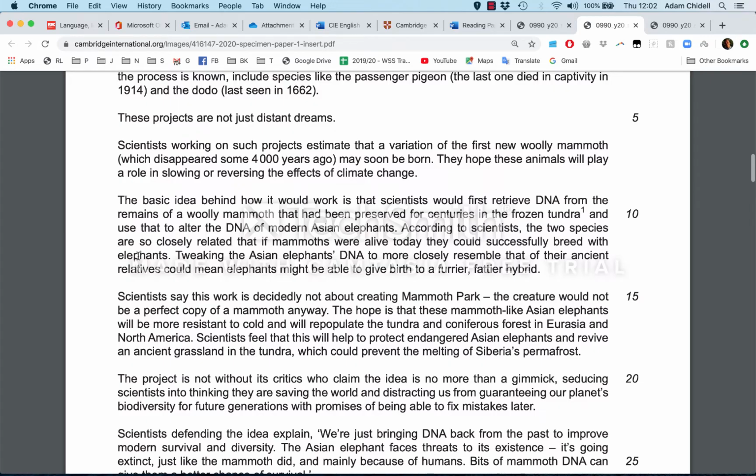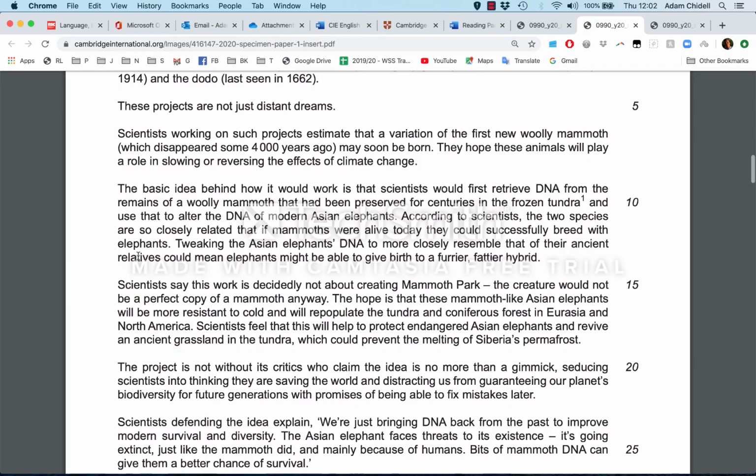The third reason is that the Asian elephants are under threat of extinction. We can see that here, that they are endangered Asian elephants, and so it would help to protect endangered Asian elephants. So that's a third reason, and there we go. It's that straightforward, really.